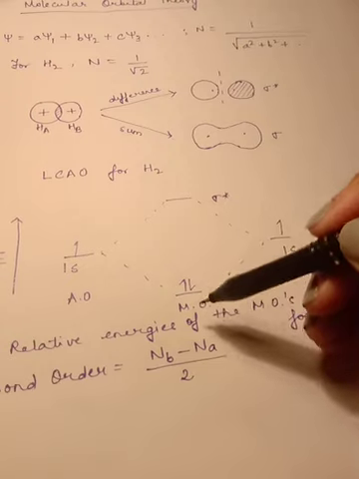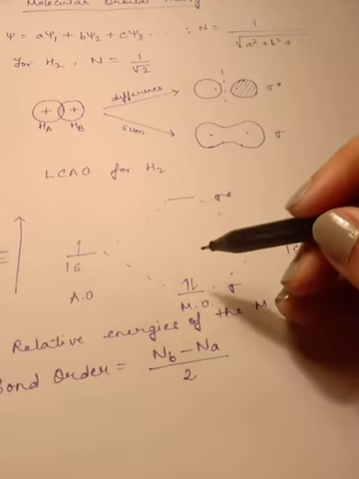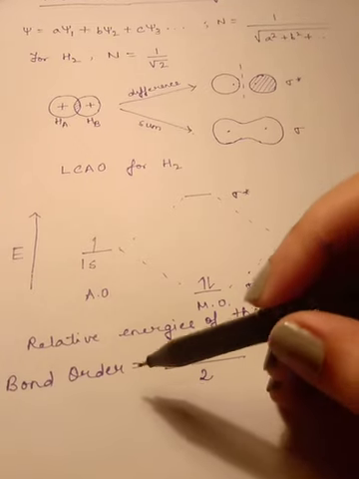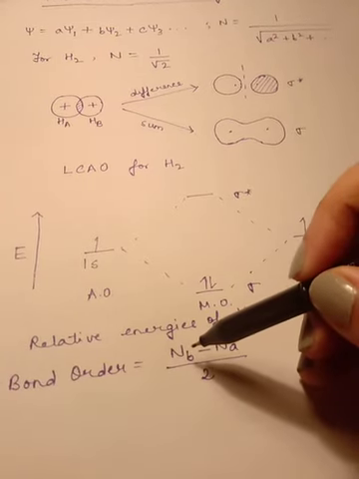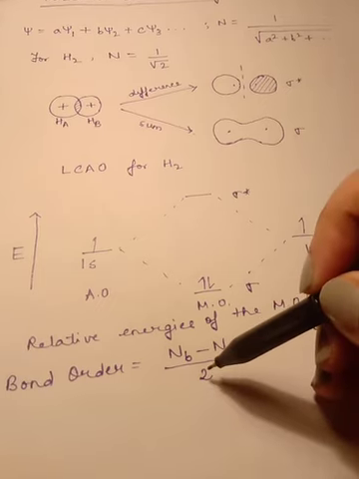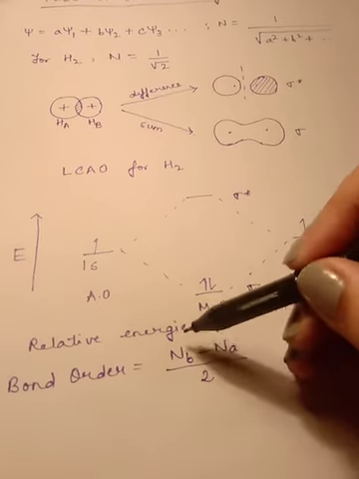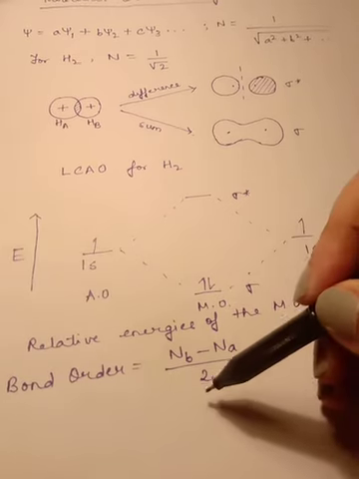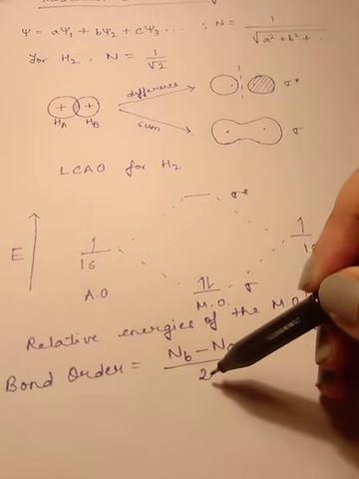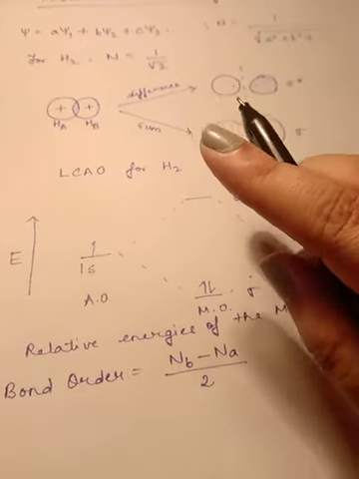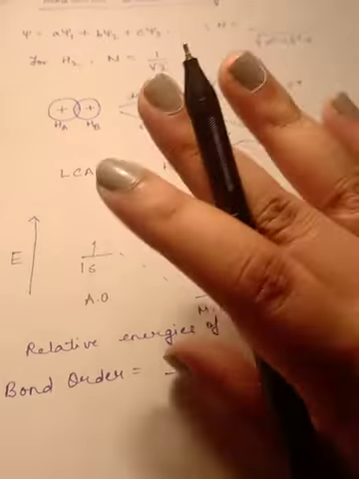Anyway, coming back to H2, what can we find out from this model? We can find the bond order. Bond order is equal to the number of bonding electrons minus the number of antibonding electrons, divided by 2. In case of the H2 molecule, the number of bonding electrons is 2. So 2 minus 0 divided by 2, which is equal to 1. So the bond order of H2 is 1. From this we can say that the number of bonds between the two hydrogen atoms is 1.